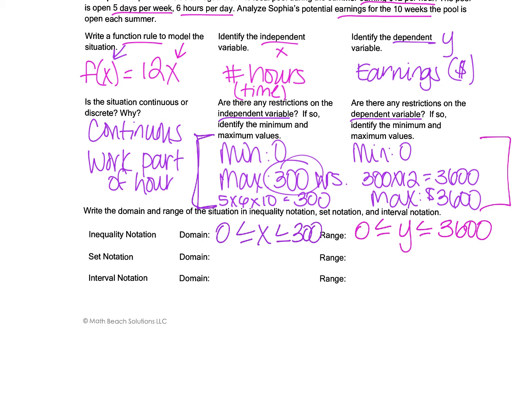And now we're going to use set notation. So remember the curly bracket, x, the set of all x's, is an element of all real numbers, because remember we are including those decimals, and then we just write that inequality. Set for range, y is an element of all real numbers, and then just bringing down that inequality.